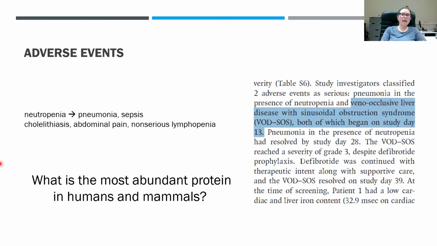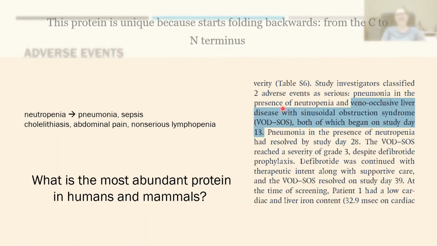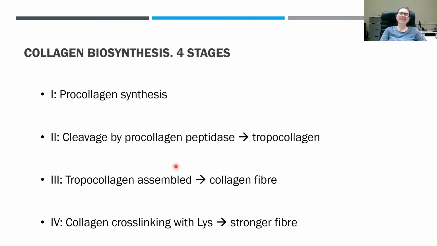So now maybe somebody wants to guess what is the most abundant protein in humans and mammals, because the next slide is going to be about it. Does somebody know that? No one listening? We just don't know. Really? The most abundant protein. Okay, I also didn't know that. So it's collagen.